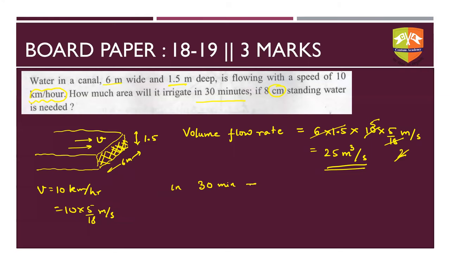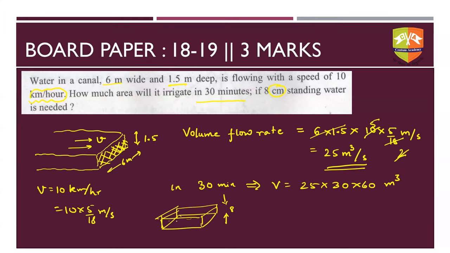In 30 minutes, volume will be equal to 25 into 30 into 60 meter cube. Okay. Now, let's say this is the plot, and 8 centimeter water standing is there, right? So this height is 8 centimeter, isn't it? This height is 8 centimeter. So you have to find out the area. How much area will it be?